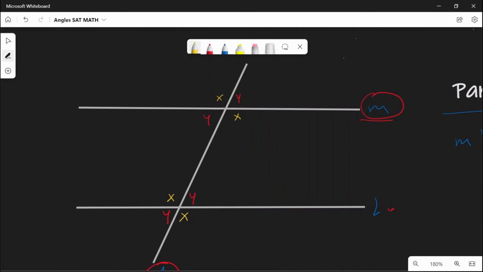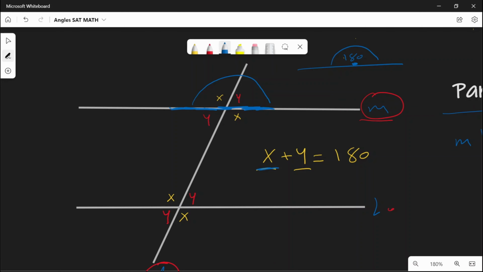Now another thing you need to know is that x plus y is equal to 180, because as you can see, the angles x and y are both based on the same line, and we know that a line has an angle of 180 degrees.